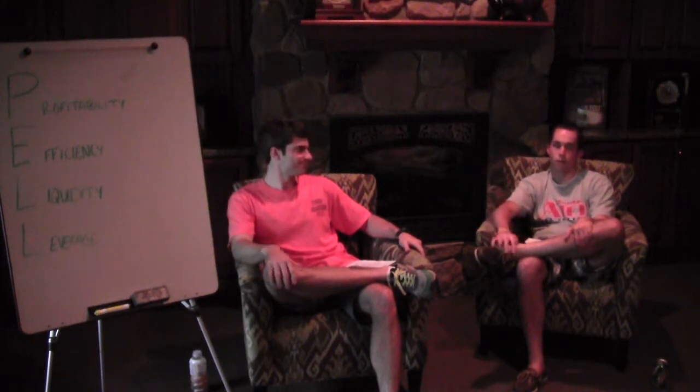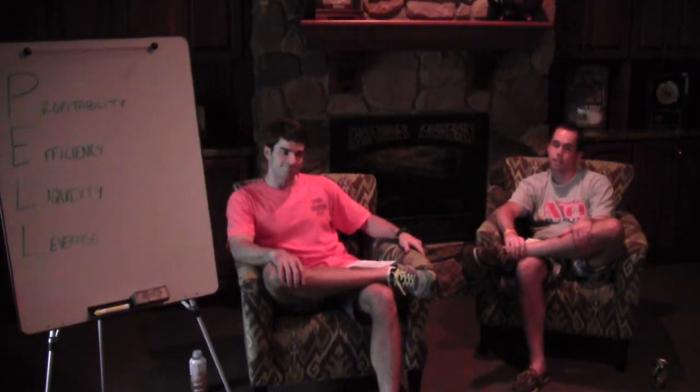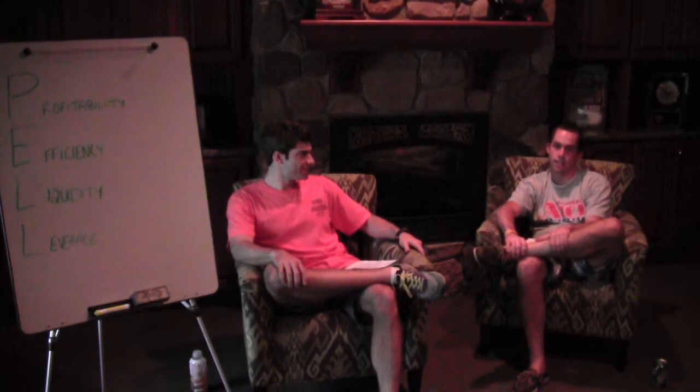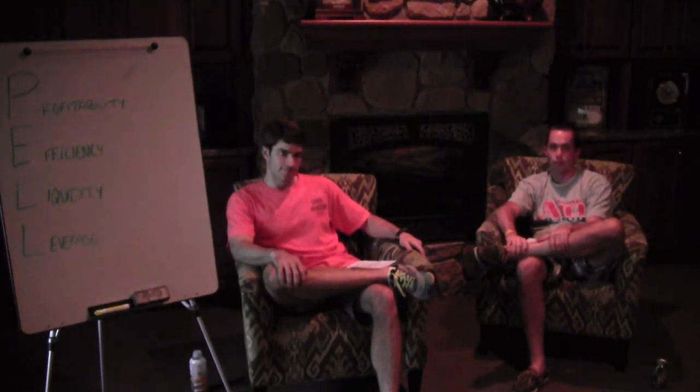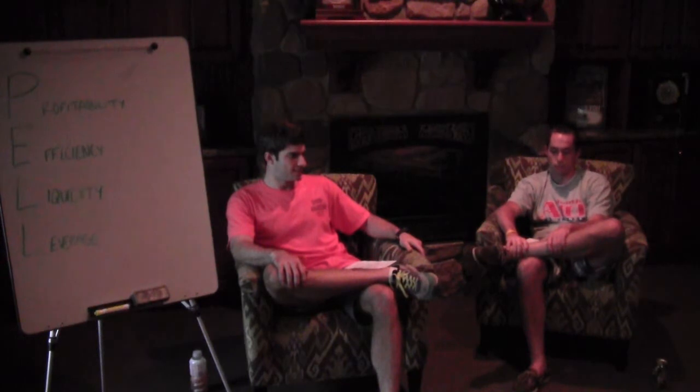So the first part of PELL we're going to talk about today is profitability. And there are three ratios that are key to remembering the profitability of a company. It's ROE, ROC, and ROA. ROE is return on equity, ROC is return on capital, and ROA is return on assets. And it just measures different measures of net income and how the company's performing. Just remember, higher the better.